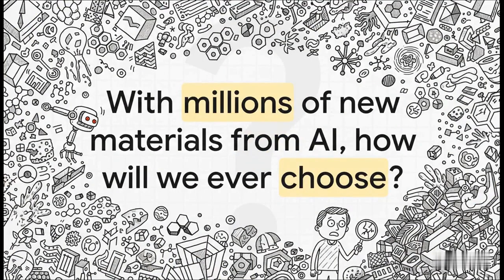So here's the bottom line. We are walking into a new era, where one kind of AI is creating an overwhelming flood of new material options for us, while another kind of AI is offering us a pretty flawed tool to sort through them. The designer's dilemma isn't getting solved, it's getting exponentially bigger. And the real question for the future is, with millions of new options on the table, how on earth will we ever choose?